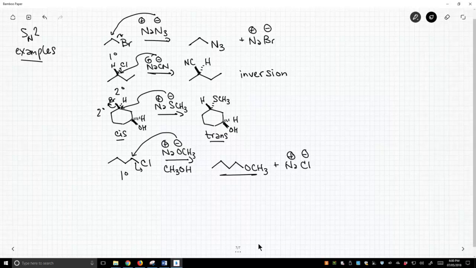Lastly, let's bring out another halide. In this case, we have a secondary halide, and we react this with sodium hydroxide. Note that sodium hydroxide is not one of our really good nucleophiles. Furthermore, we've paired it with a secondary halide, and this will not do an SN2 reaction.